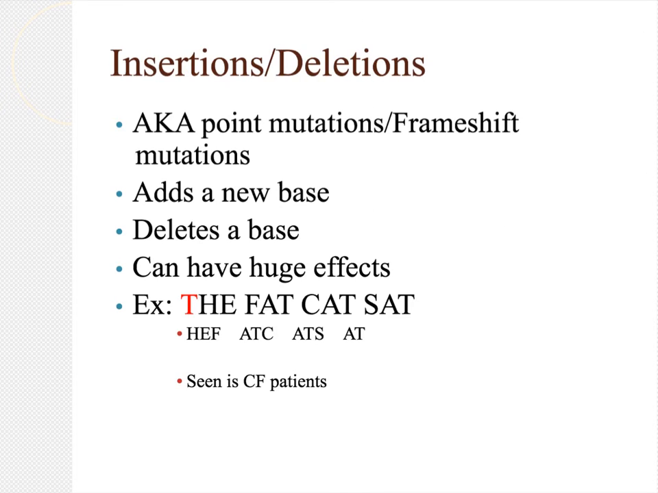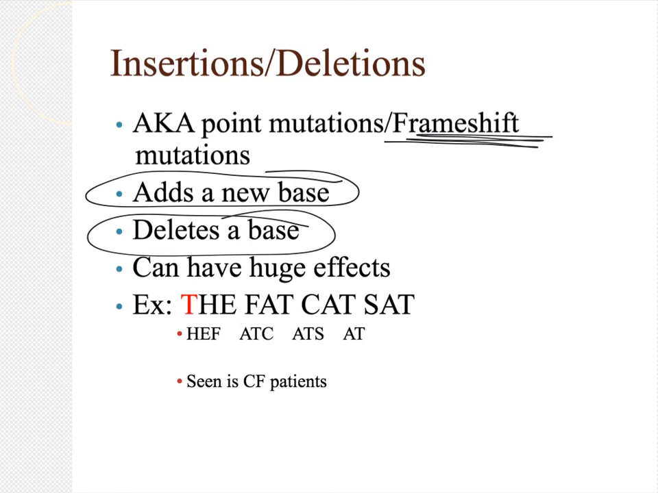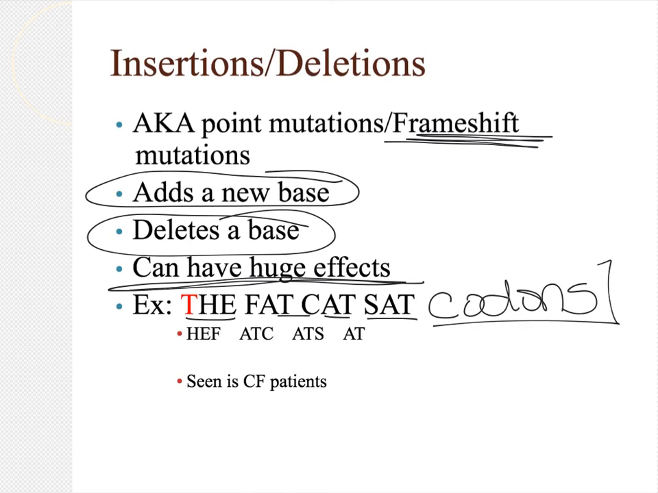Insertions and deletions have a little bit more of an effect. Sometimes they're called a frame shift mutation, and this is where we're adding a whole base or deleting a whole base. Okay? These can have huge effects. For example, here we have a sentence that reads, "The fat cat sat." Now remember, codons are read in 3-letter words. So this is kind of how your DNA is read, in 3-letter words.